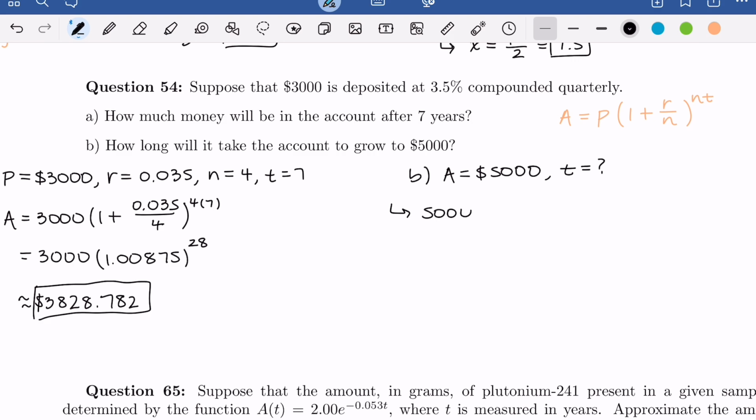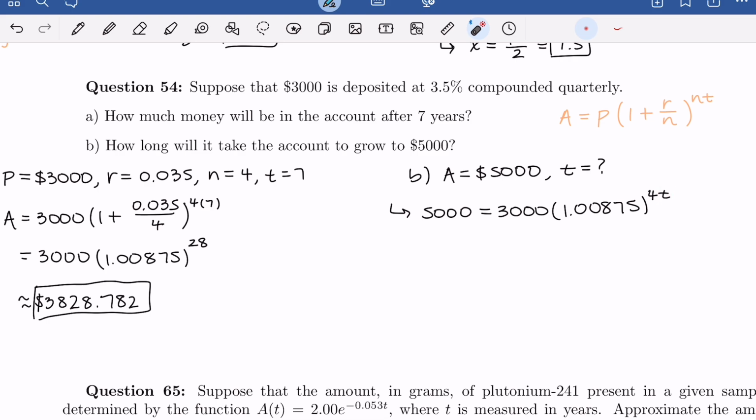We're going to have A is equal to 5,000. Our principal is still 3,000. And we're still going to have this guy in our parentheses here. It's still going to have 1 plus our rate divided by 4. So this is going to be 1.00875, and it's going to be raised to the 4 times t here. So 4t. Now we want to solve for t.